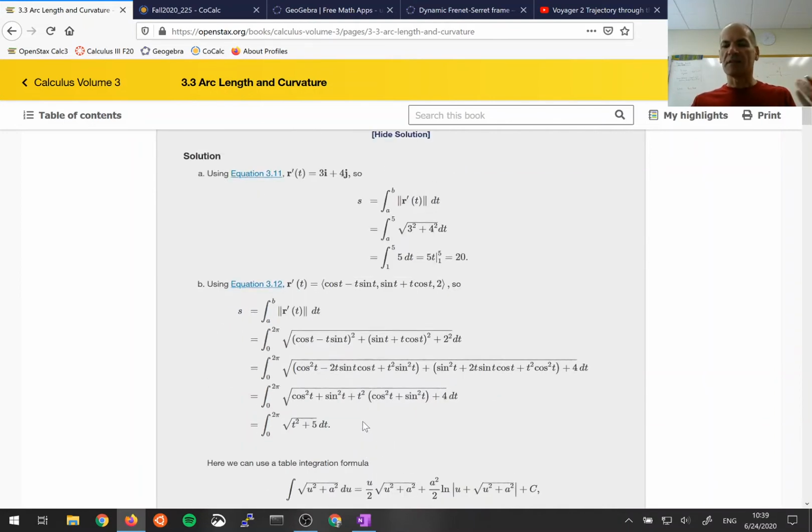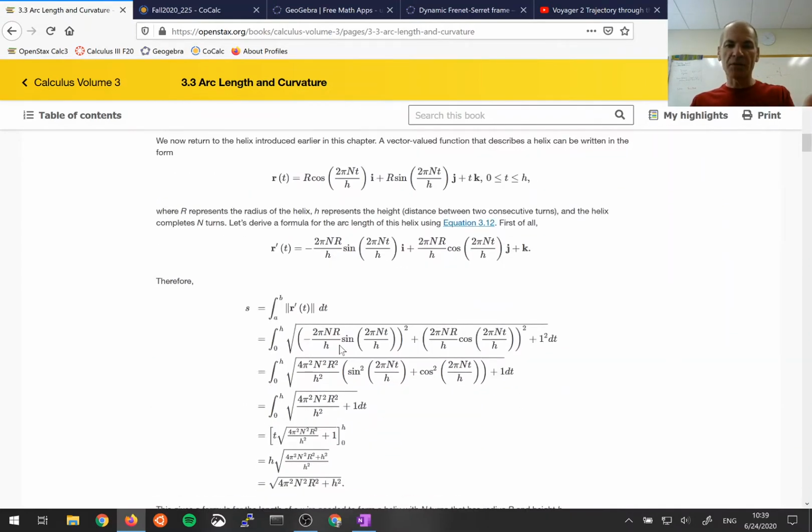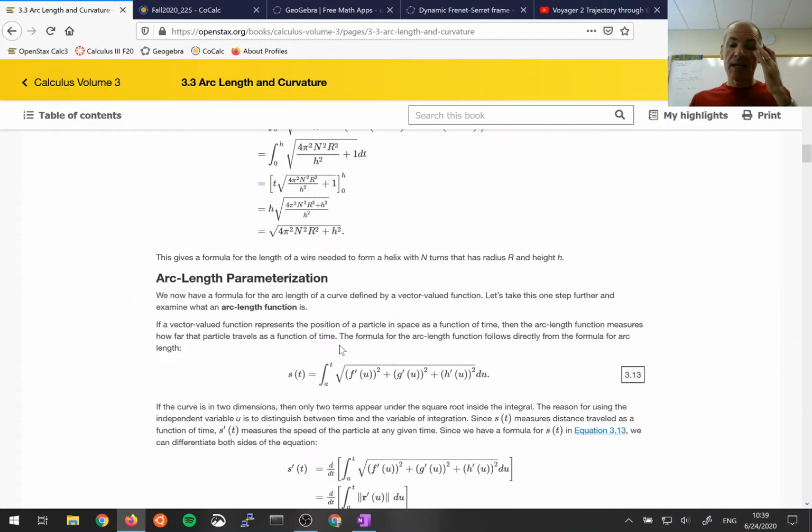I think this is a good illustration of the challenges of computing arc length. These are typically messy expressions and challenging to integrate. So most of the time in practice, you're actually using a computer to compute these. Let's keep going. Here's another example of doing arc length.